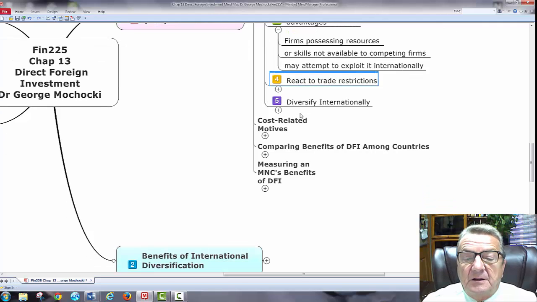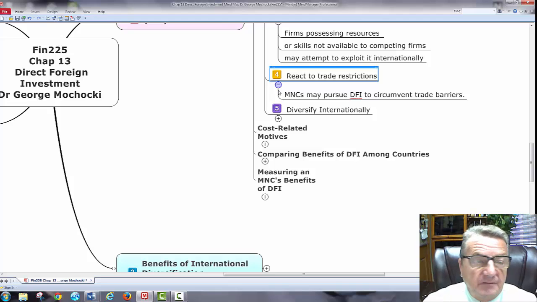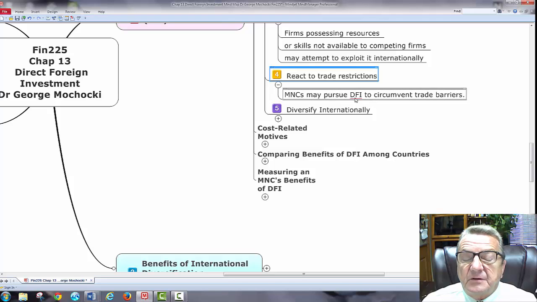Okay, so react to trade restrictions. Remember, they say you can't have an import, so I open up the facilities here so that I don't have to worry about quotas, because I'm actually building it in the home country. And this way I become part of that establishment of that culture as it's growing up. Okay, may diversify and direct foreign investment to circumvent trade barriers.